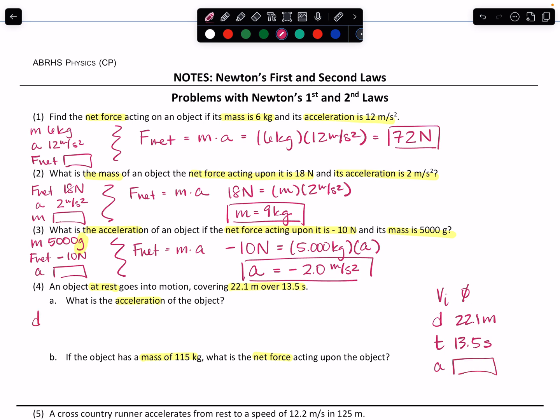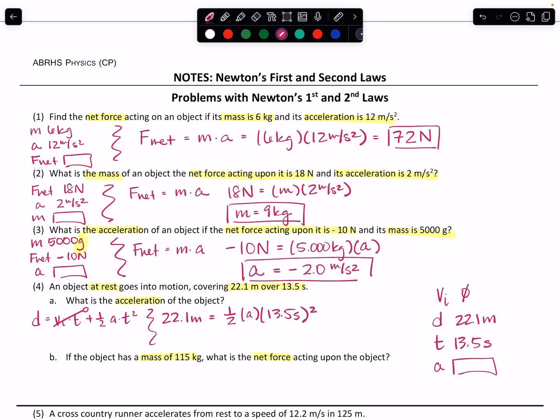We're going to use our distance formula. So that initial velocity times time plus 1/2 at squared. Because that initial velocity is 0, that first portion of our formula is going to go away. So we're going to plug in 22.1 meters. That's going to be equal to 1/2 our unknown acceleration times 13.5 seconds squared.